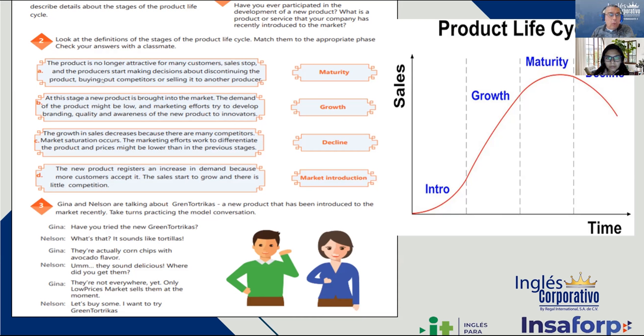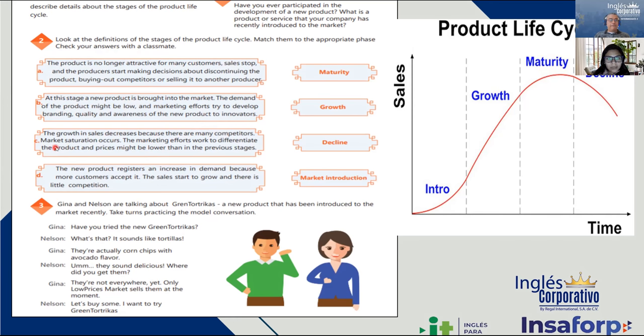Very good. Now, what words here do you have trouble pronouncing? Awareness. Okay, awareness. Aware. Awareness. Very good. Innovator, with the S at the end. Innovators. Yes. Very good. Perfect. Innovadores, that's what it means, innovators.